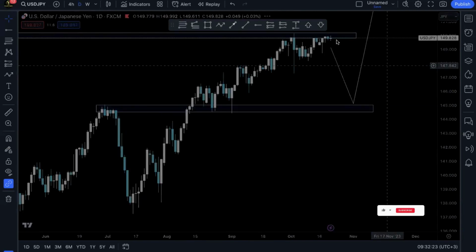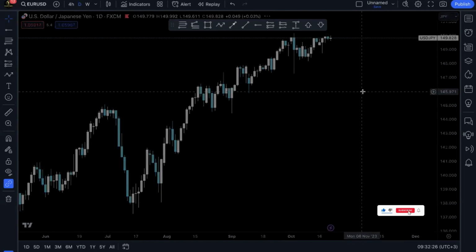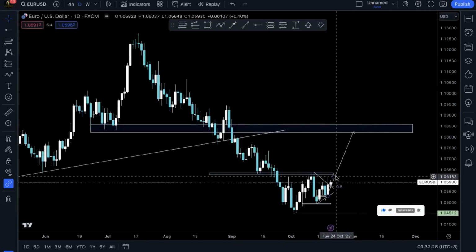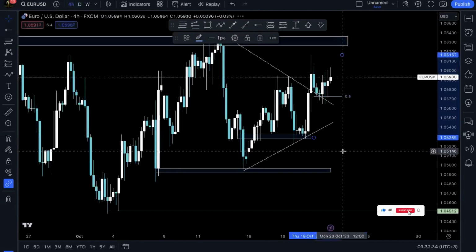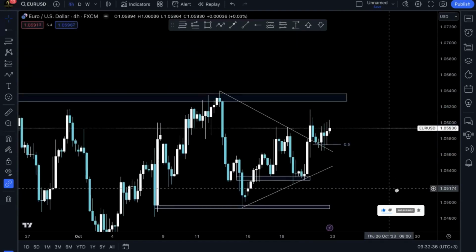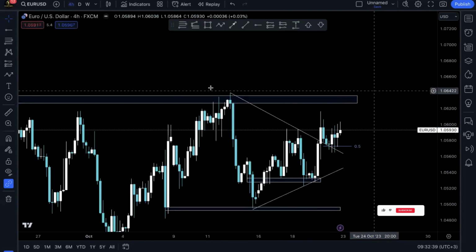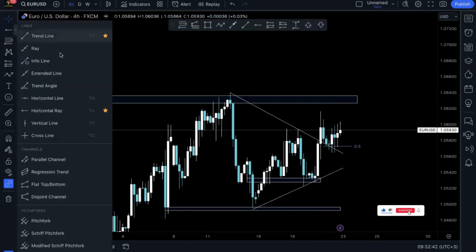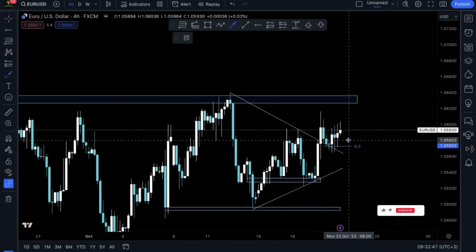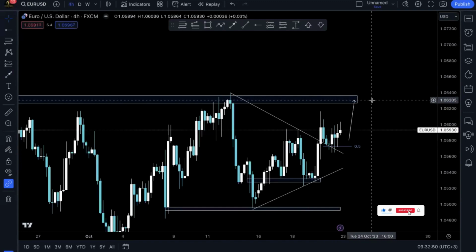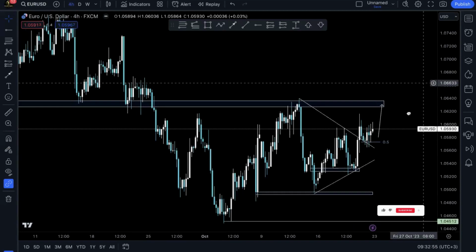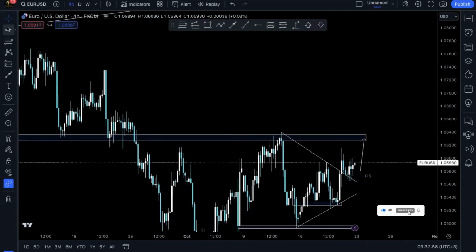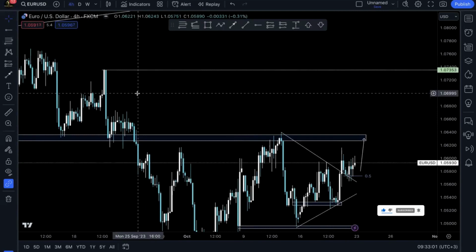How will it be impacting other pairs? Obviously, USD JPY will be dropping and EURUSD will be going higher. Let's look at it from a lower time frame. As you can see, prices have broken out of this triangle pattern, so I'll be anticipating to see prices keep on pushing higher on EURUSD. This is the 4-hour. I'll be anticipating to see prices pump until they reach here. Obviously, these are my final targets that I'll be aiming for.